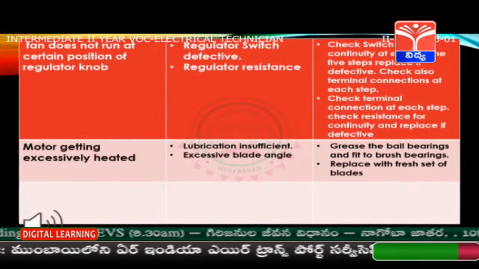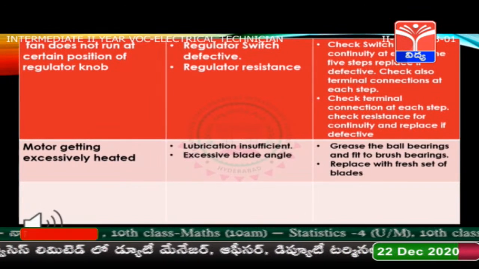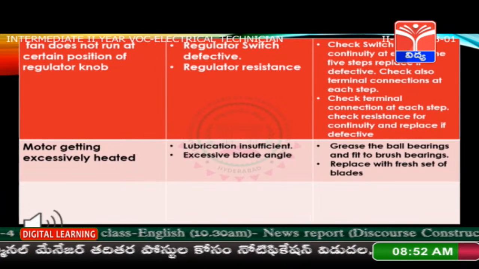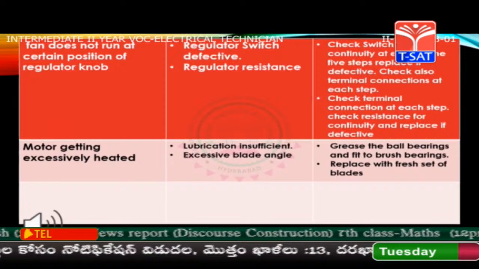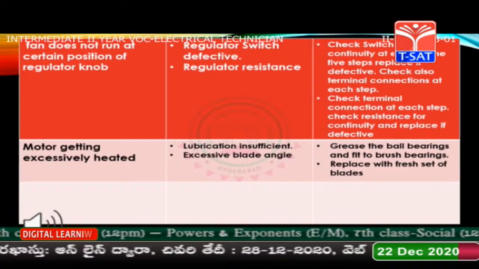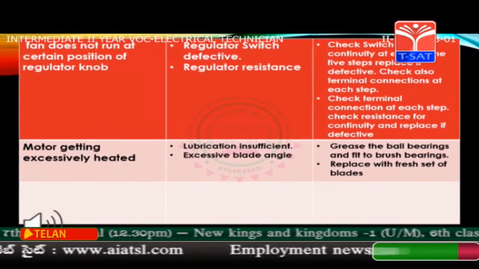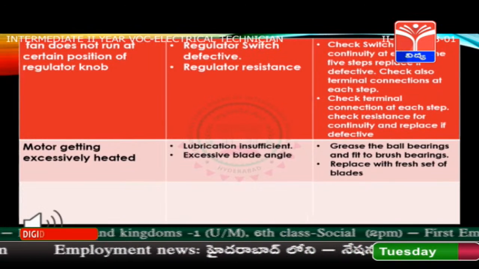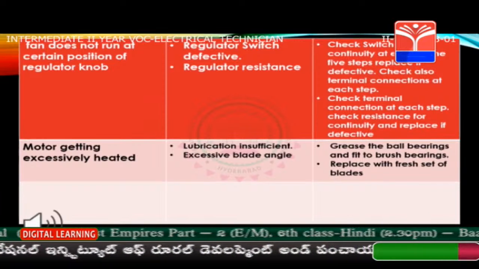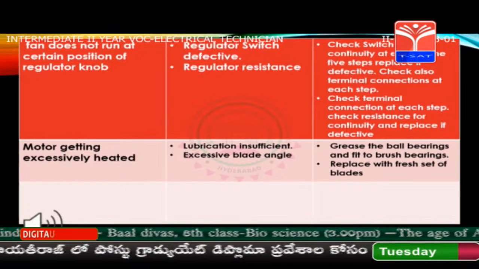Fan does not start. Reason, terminal connection loose. Remedy, replace worm gear. Next reason, switch defective. Remedy, check all terminal connections. Next reason, motor winding dead. Remedy, replace winding. Next reason, condenser defective. Remedy, replace the condenser.